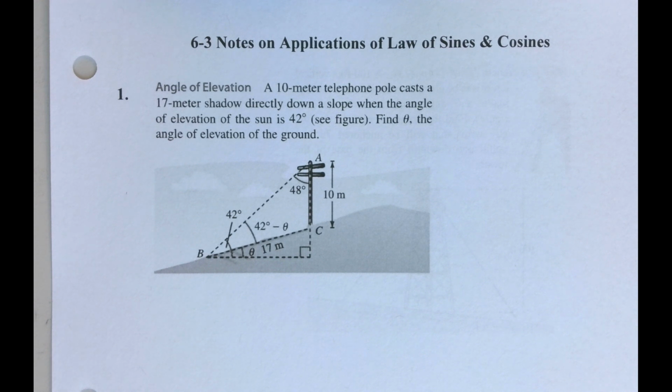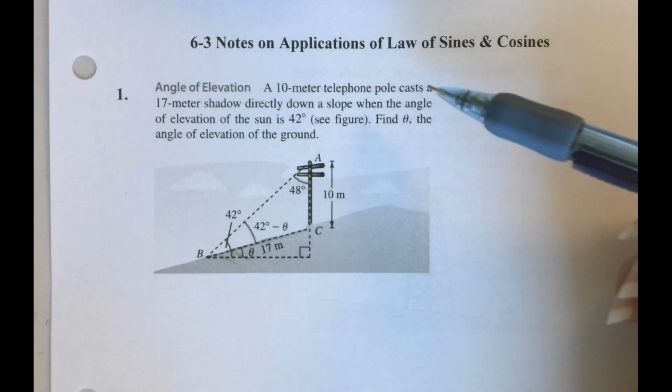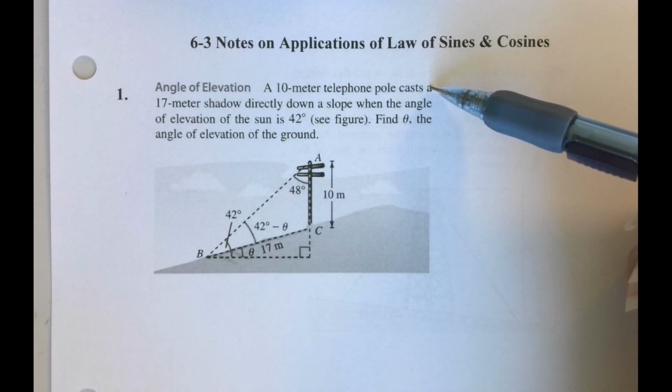If you would take a moment, read number one and look at the picture and all that's labeled. Take about 30 seconds and read that to yourself. Okay, all right, so we'll read together. Read along with me. Angle of elevation. They have a picture here of a telephone pole, and they said a 10-meter telephone pole casts a 17-meter shadow.